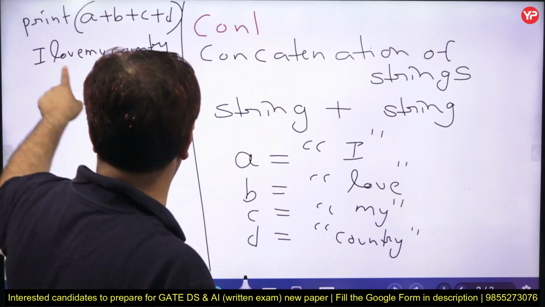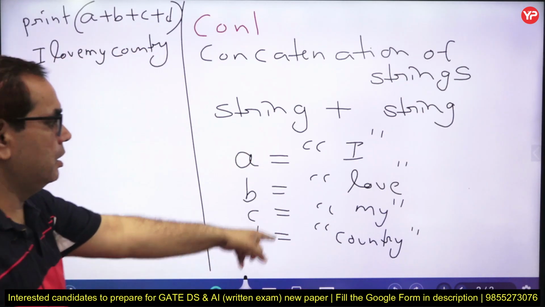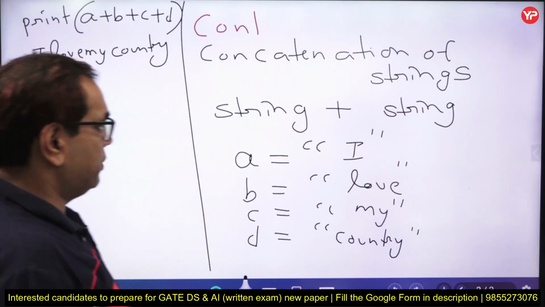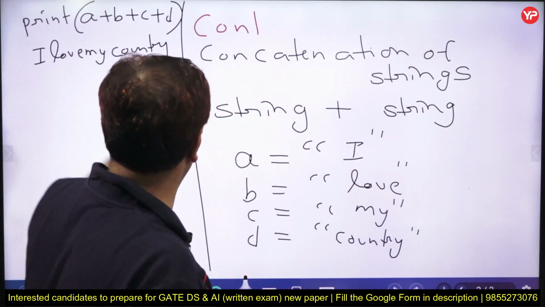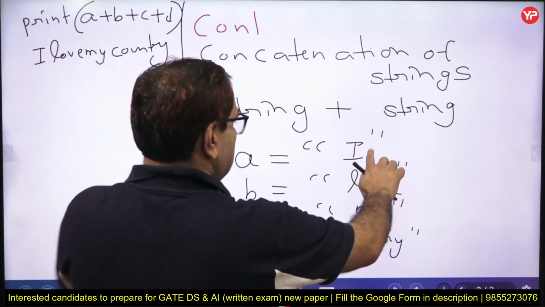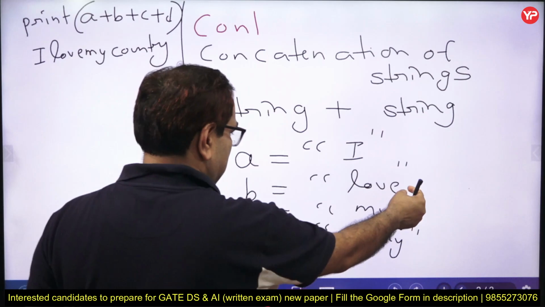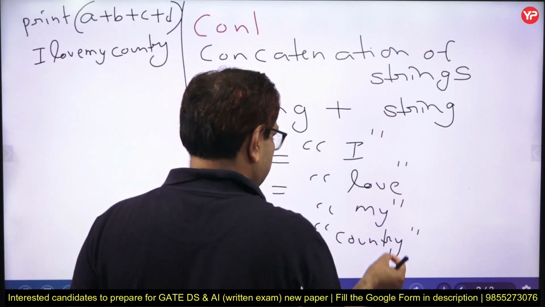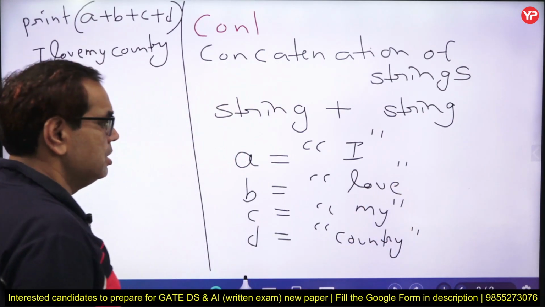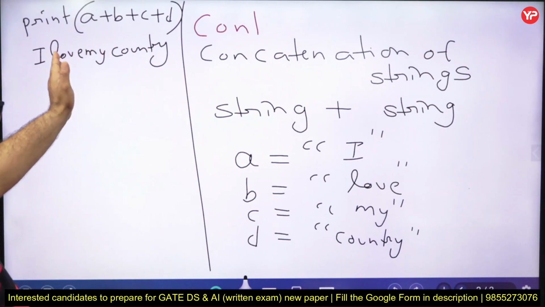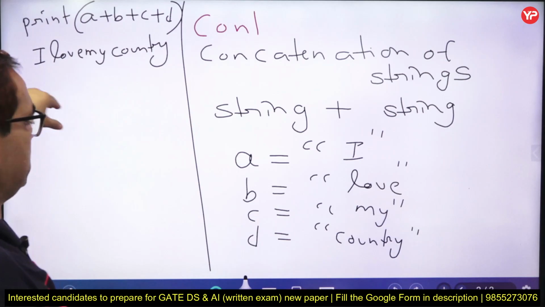Now suppose you want to create some space between the different words or different strings. What you can do is create a space here when you write a equal to this, so have some gap here. Similarly, create some space here, here, and here. Then if you print, it will come I, love, my, and country, having the white space.